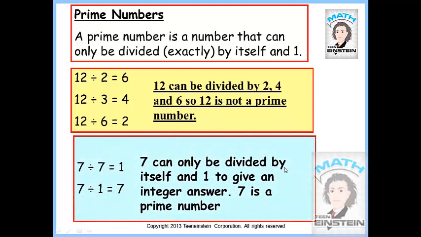7 can be divided only by itself and 1 to give an integer answer. So 7 is a prime number. 7 has only two divisors, 1 and 7. So if any number has only two divisors, it is called a prime number. If any number has more than two divisors, it is not a prime number. So by two divisors I mean the number itself and the number 1. If it has only those two divisors, it is a prime number. If it has more than two divisors, then it is not a prime number.